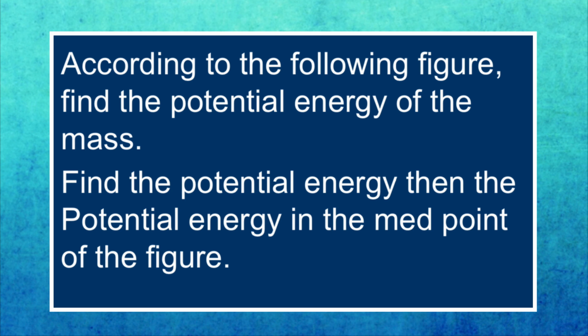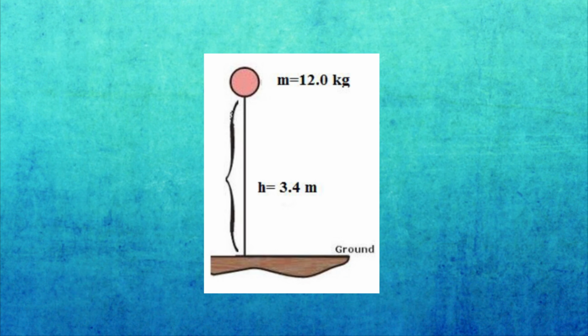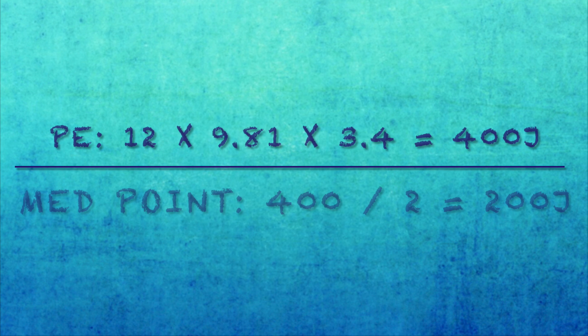Let's see how questions come according to the following figure. Find the potential energy of the mass. Find the potential energy, then the potential energy at the midpoint of the figure. To calculate the gravitational potential energy, we have to use the formula mgh. Everything is given, so simply multiply, then divide by 2 to find the midpoint.